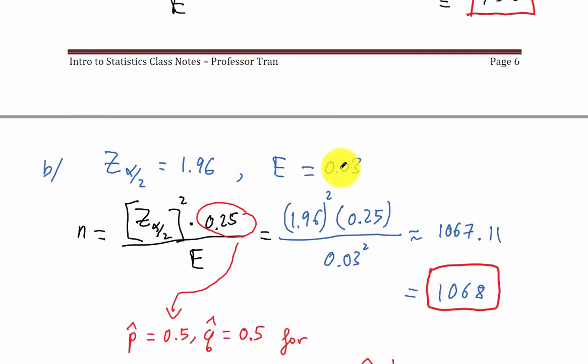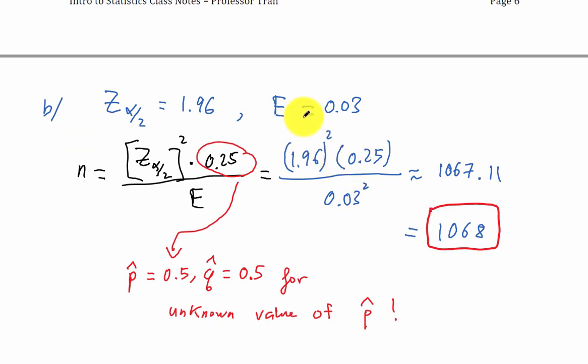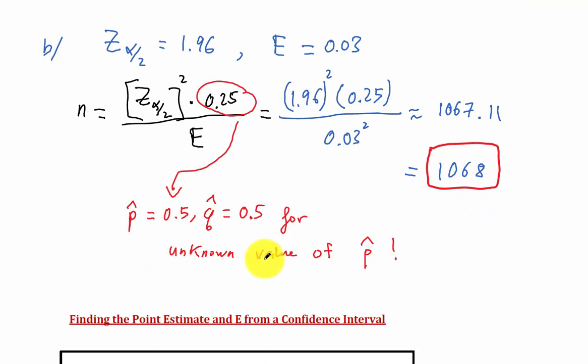So that is just another calculation here. The same E to be 0.03, Z alpha over 2 is the same thing, and that should give me 1067.11, and I round it up to 1068, and that is the case for the unknown value of P hat or the point estimate.